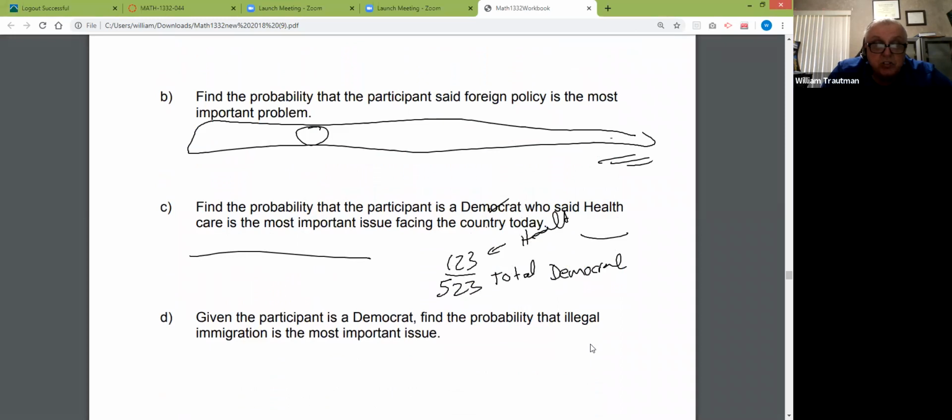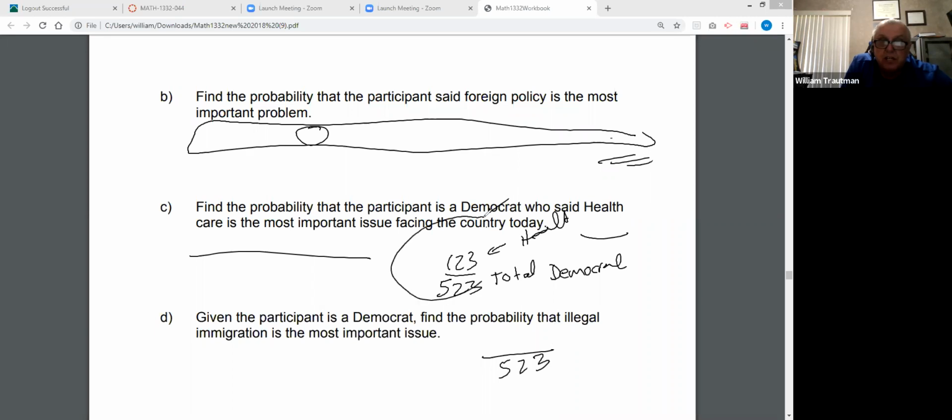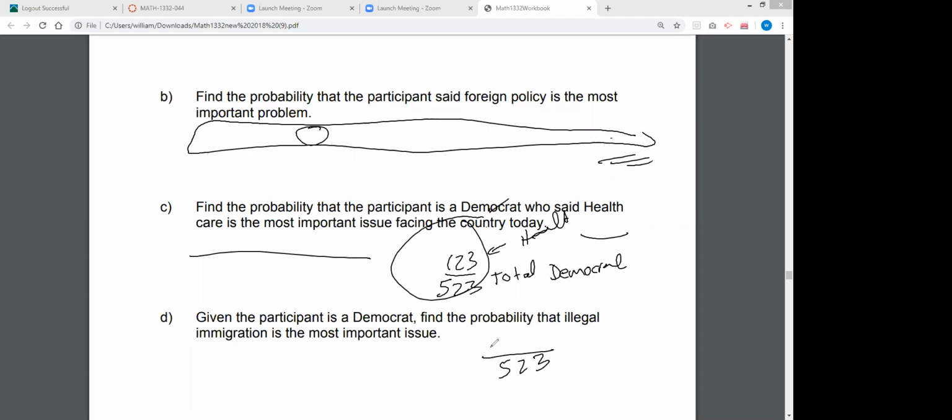And the same thing goes for D. It's given that they're a Democrat, we know there's 523. Yeah, this is C, right? Yeah. So D, question?